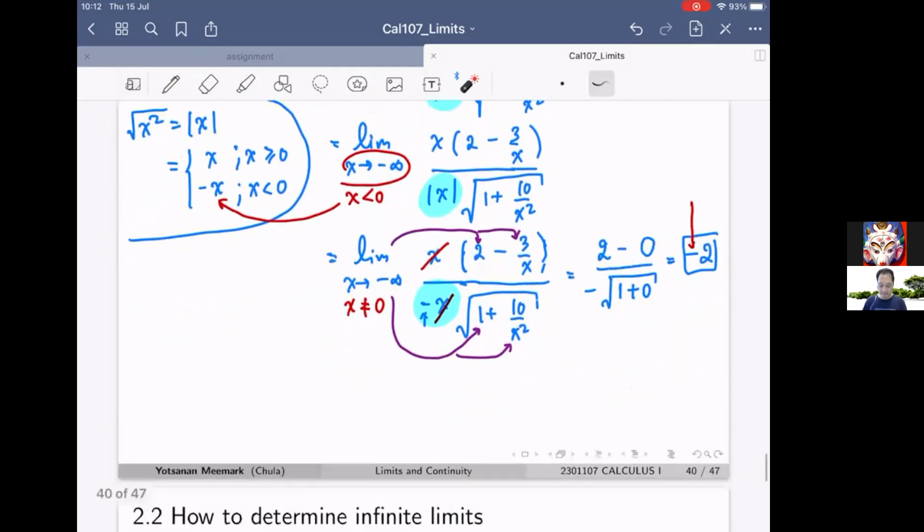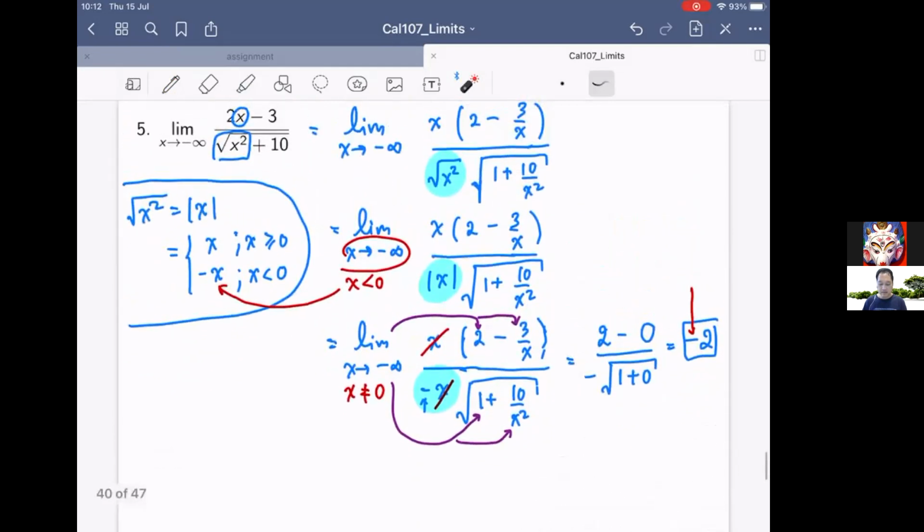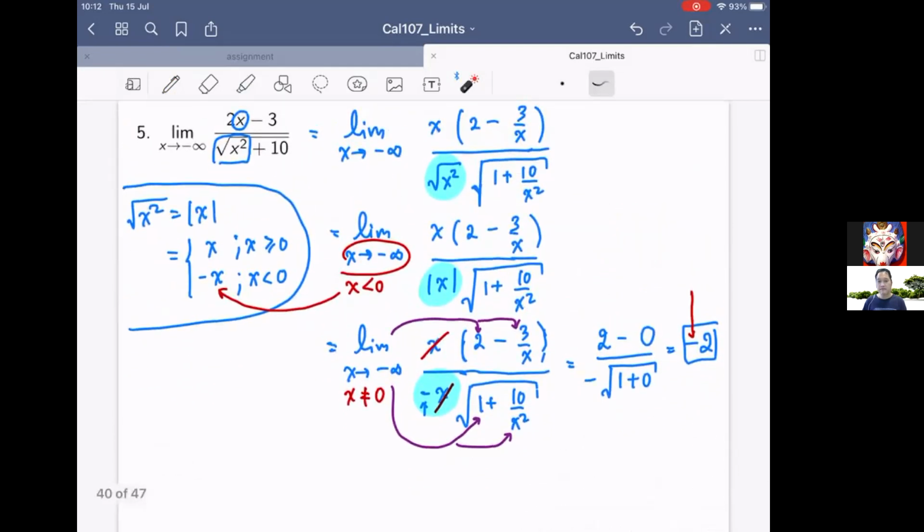Okay. All right. So let us stop this video clip right here, and you already learned the techniques for how to find the limit as x goes to either positive infinity or negative infinity. So we are going to continue the next topic with the next video clip.